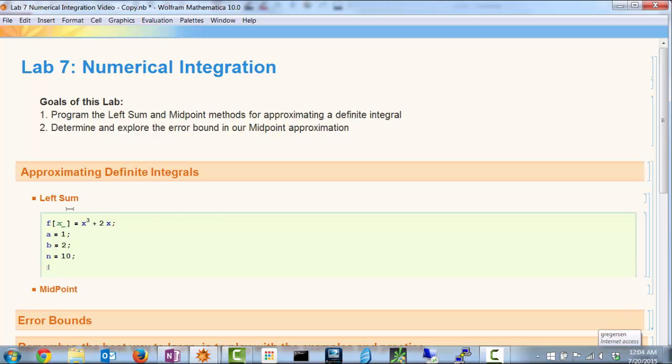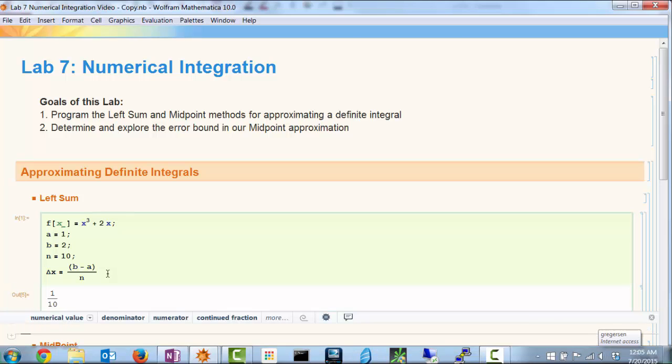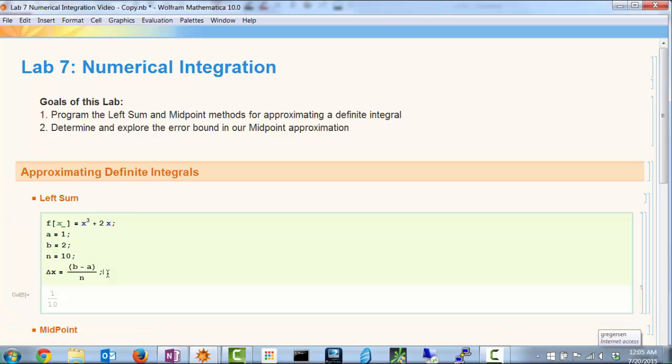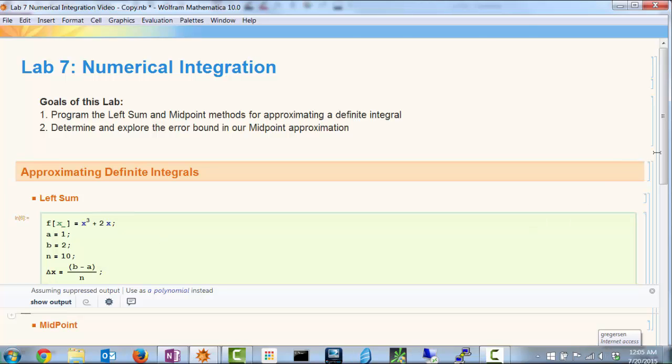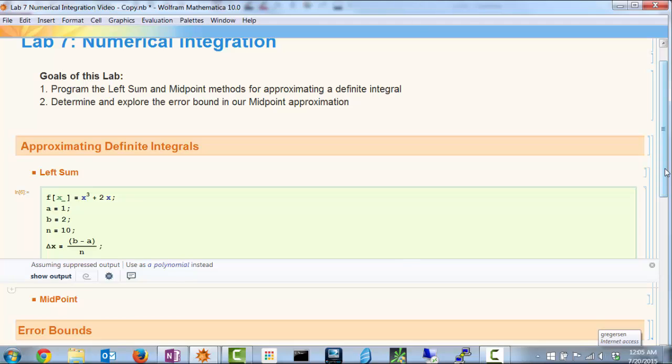And then we said we have a way we can calculate what our delta x is. Our delta x should be b minus a divided by our n value. And the nice thing about Mathematica is I can take this cell now and run it and actually see what that delta x value is. And that makes sense. If I'm going from 1 to 2 and taking 10 steps to get there, each step should be 1/10. So I've calculated my delta x value. Now the next thing I'm going to need are all my x i's, all the endpoints to all my intervals along this path.